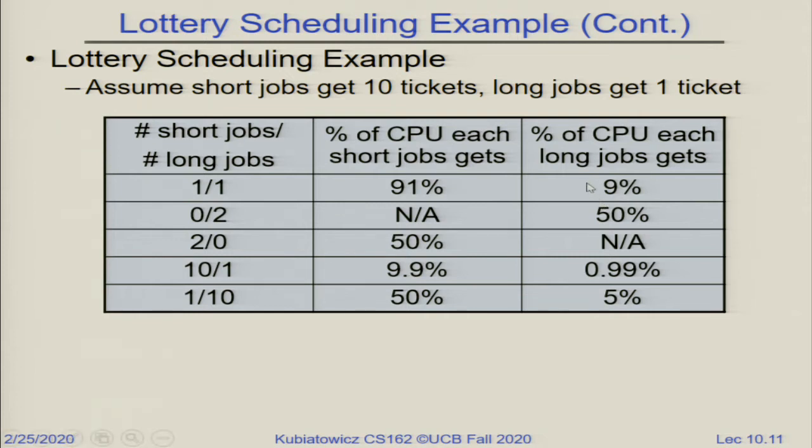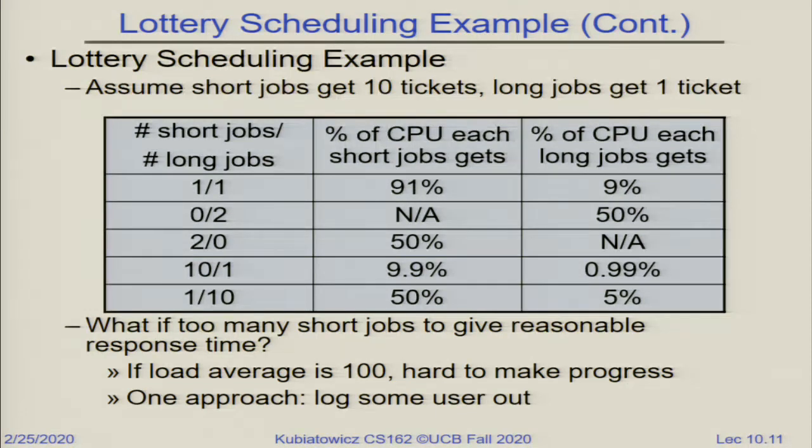And then you can look at a bunch of different options, like if you have no short jobs but two long jobs, they each get 50%, and vice versa, 50%. If you have 10 short jobs and one long job, you get 9.9% and 0.99%, et cetera. You can work out this table on your own. The bottom line is this graceful degradation, because if I start from a point here with 1 and 1, and I start adding short jobs, the CPU cleanly redistributes over the short jobs, and I don't get any cliffs where suddenly nobody runs. Okay?